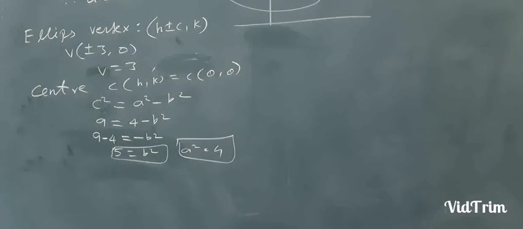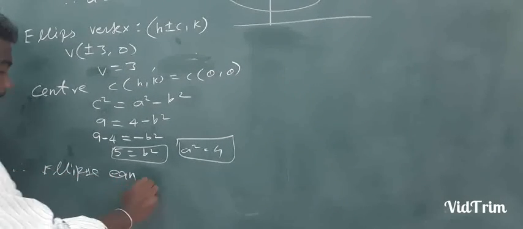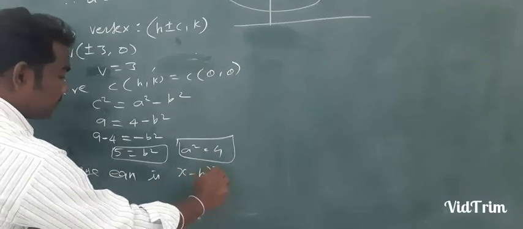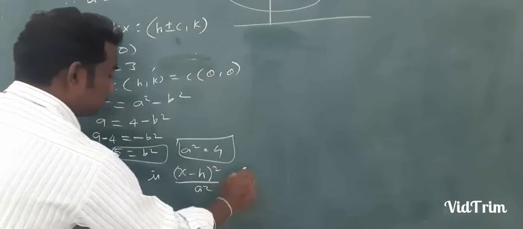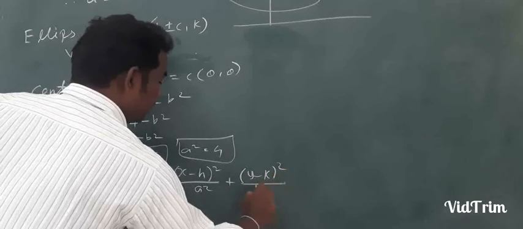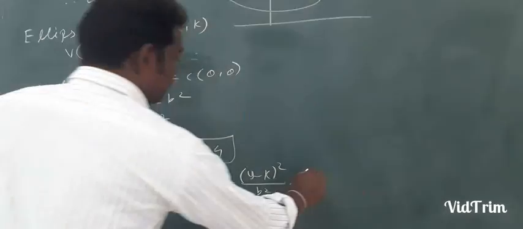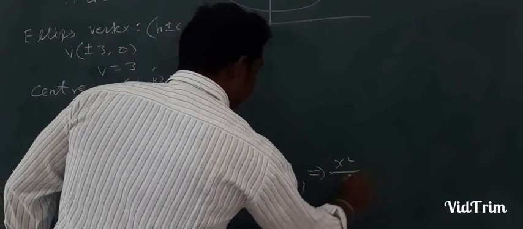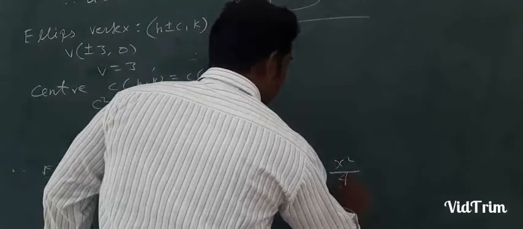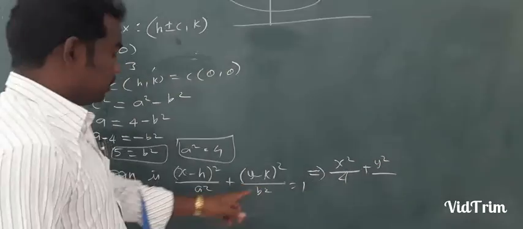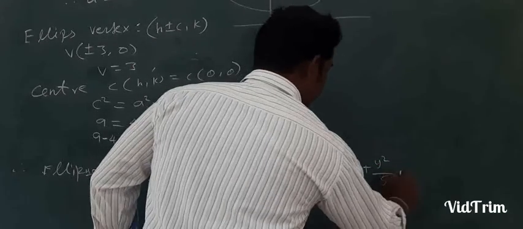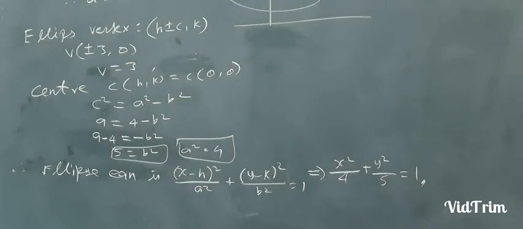Therefore the ellipse equation is x minus h square by a square plus y minus k square by b square is equal to 1. Here h is equal to 0 and k also 0. Therefore we write x square by a square value 4 plus y square by b square value 5 is equal to 1. That is the answer. We copy that.